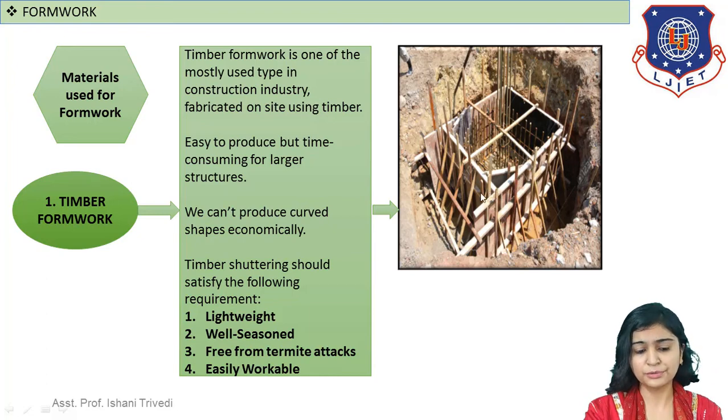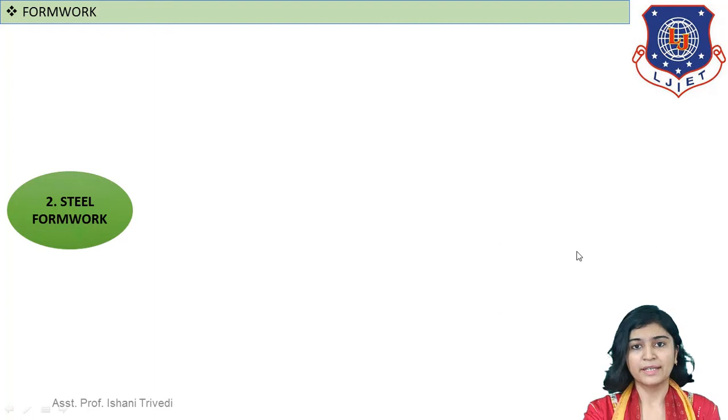I already told you. So what are the requirements which timber should fulfill? Then you can use it. It should be well seasoned timber, because there is also timber which decays and has bad effects from the atmosphere. So it should be well seasoned, free from termite attacks. You know what is termite? That is white ants, and it should be easily workable, so that easy dismantling can be done.